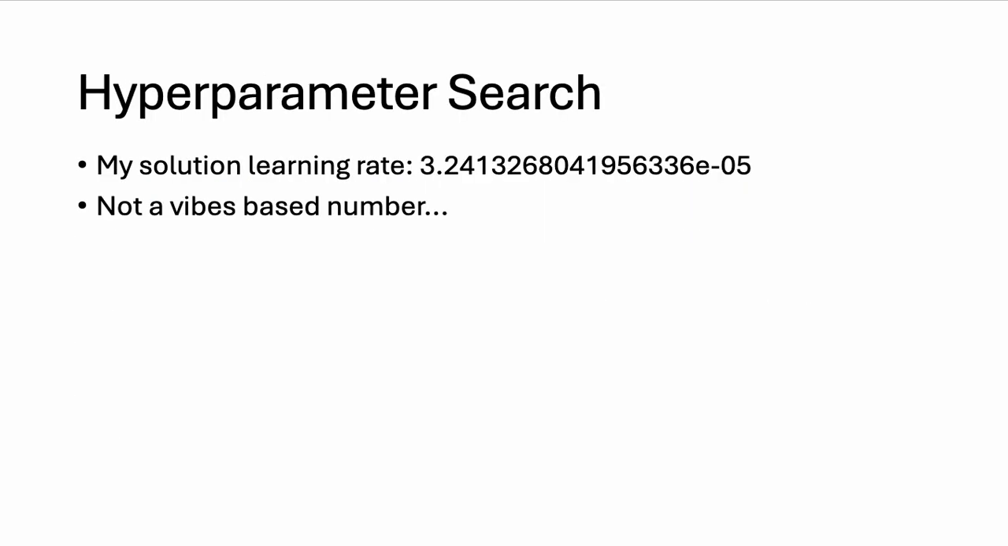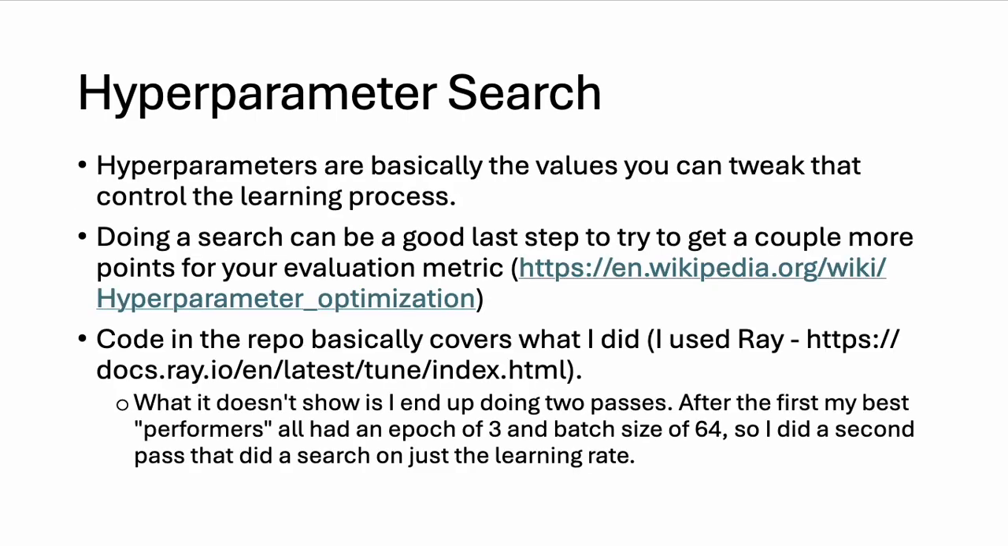Now, if you looked at my solution, you'll probably notice my learning rate was this 3.24 monstrosity. This is very much not a vibes-based number. So how did I come up with it? Once you have something that's doing well in your metrics, you can often get a bit of a boost by doing hyperparameter search. For those that aren't familiar, hyperparameters are basically the values you can tweak that control the learning process. In my case, I used Ray, and the code contains a cleaned up version of what I did.